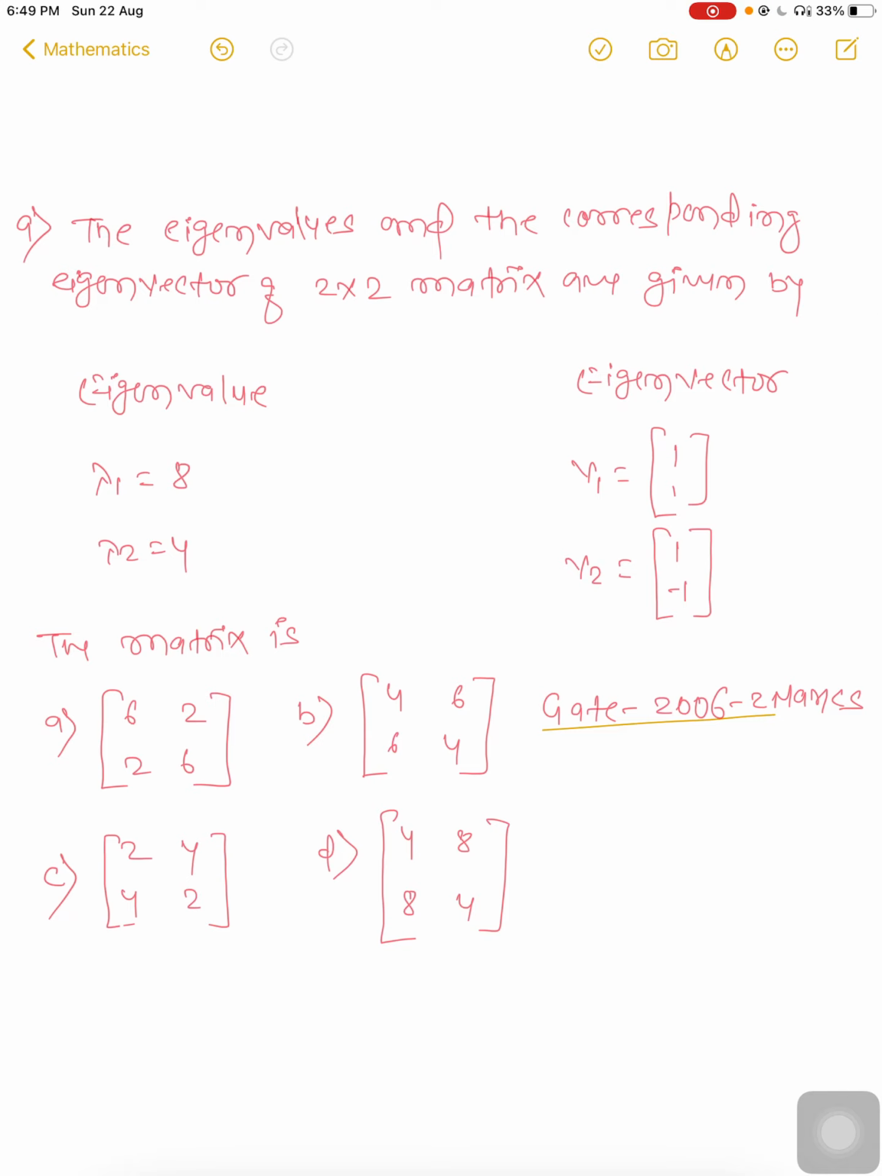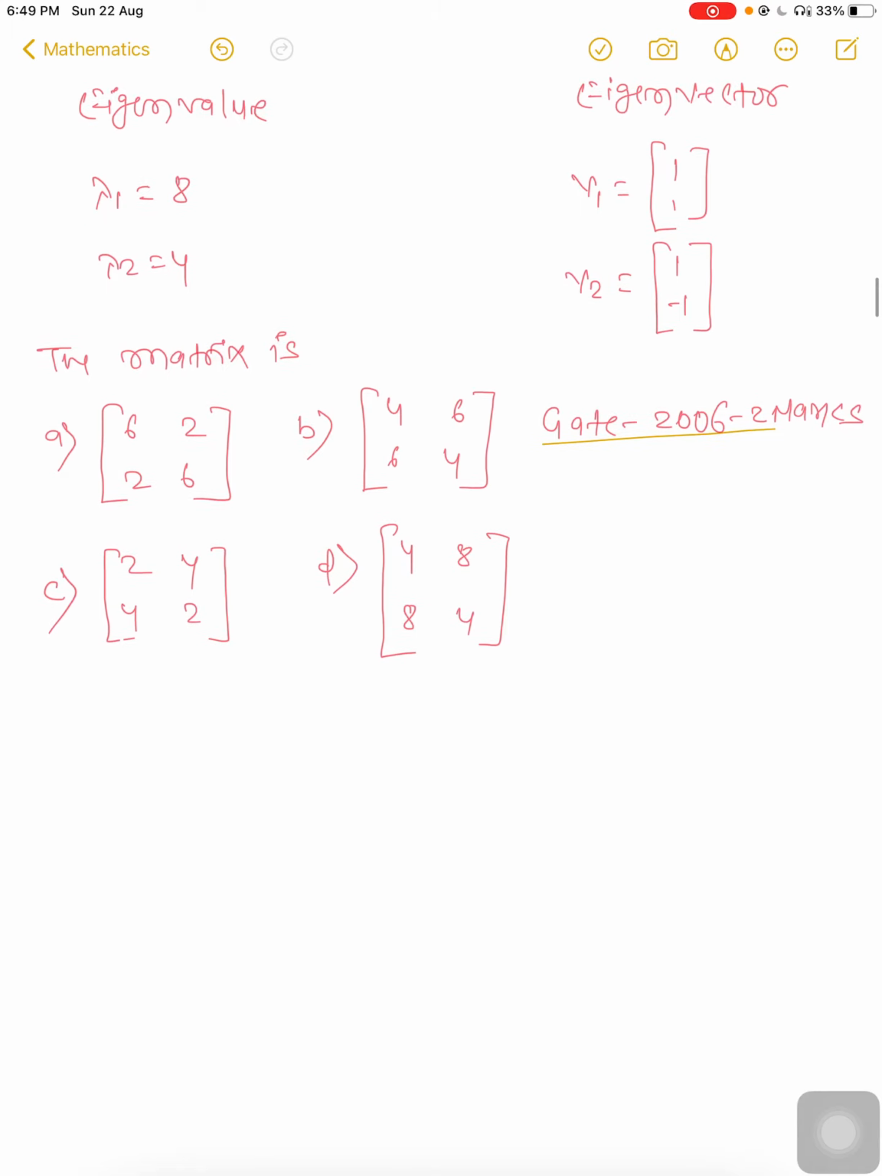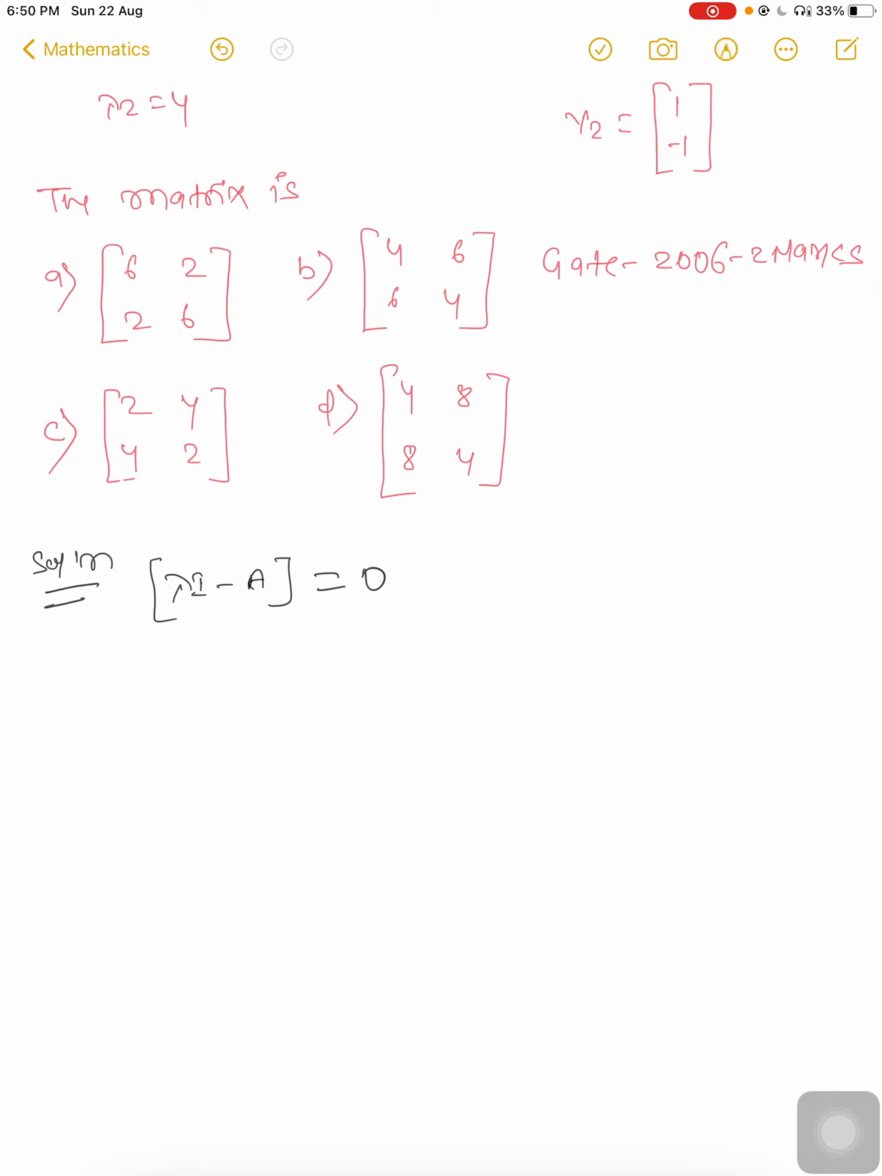Next question. The eigenvalue corresponding to eigenvector of a 2 by 2 matrix is given. Eigenvalue is given and eigenvector is given. We have to check the matrix. So we know that determinant of lambda I minus A equal to 0.